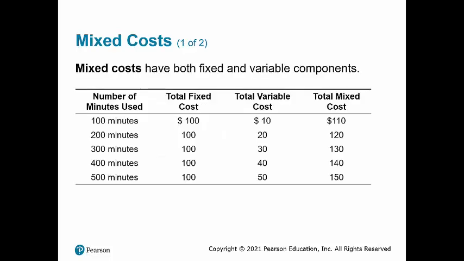Not all costs can be classified as either fixed or variable. Costs that have both variable and fixed components are called mixed costs. For example, Smart Touch Learning's cell phone provider charges $100 per month to provide the service plus 10 cents for each minute of use. If the cell phone is used for 100 minutes, the company bills Smart Touch Learning $110. $100 of fixed cost per month plus the variable cost of 100 minutes at 10 cents per minute. This chart shows the cost for the cell phone at different levels of activity.